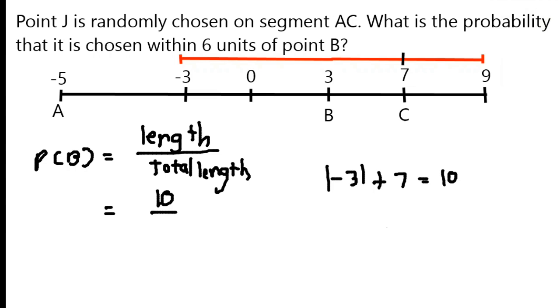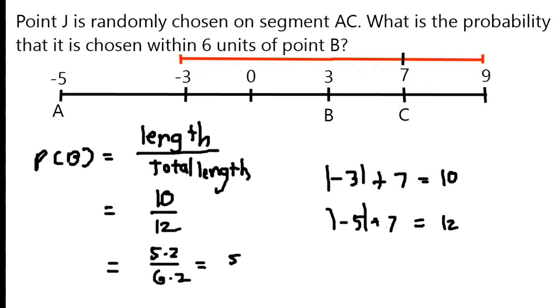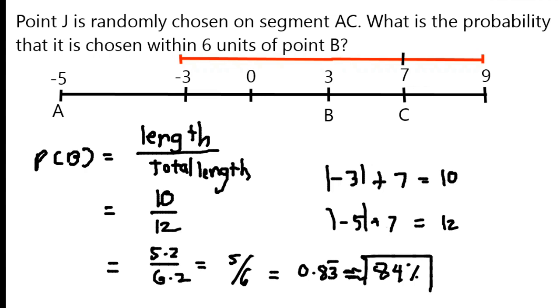Because the problem states that the point is randomly chosen on segment AC, and that 9 is outside of the domain of C. So we're just going to add these things and we get the answer. The total length of this segment is 12. So this can be reduced, 5 times 2 and 6 times 2. The 2's will cancel, and we get 5/6. And 5/6 is 0.83 repeating, or approximately 84%. So the probability is going to be 84%.